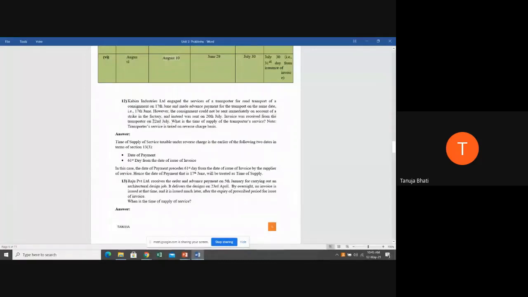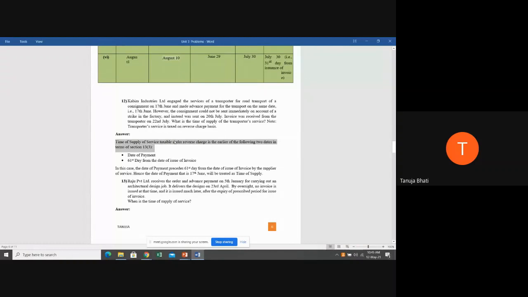So obviously, if the invoice is issued on 22nd July, 61st day from that date will again fall much ahead than June 17th. So which is earlier, students? We need not even calculate 61 days, because if the invoice only is issued in July, we know that 61st day will be much ahead than 17th June. So obviously 17th June will be the time of supply. So let us see the solution.